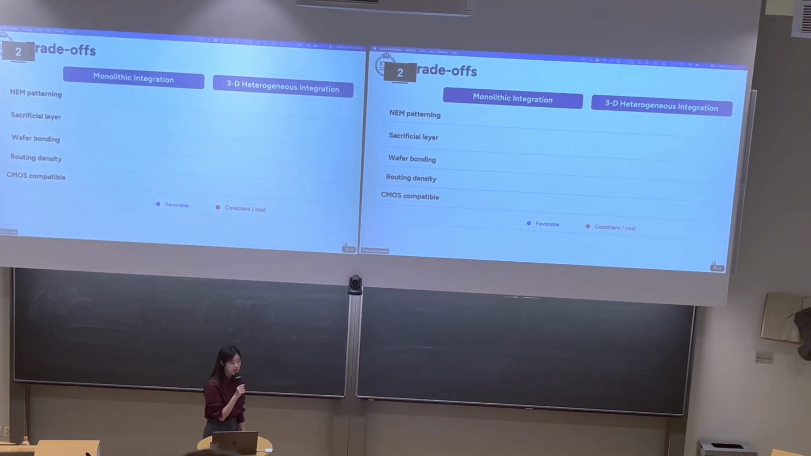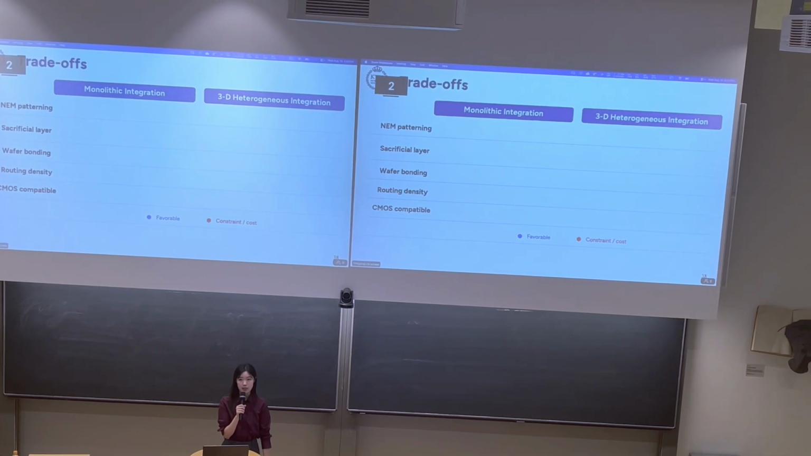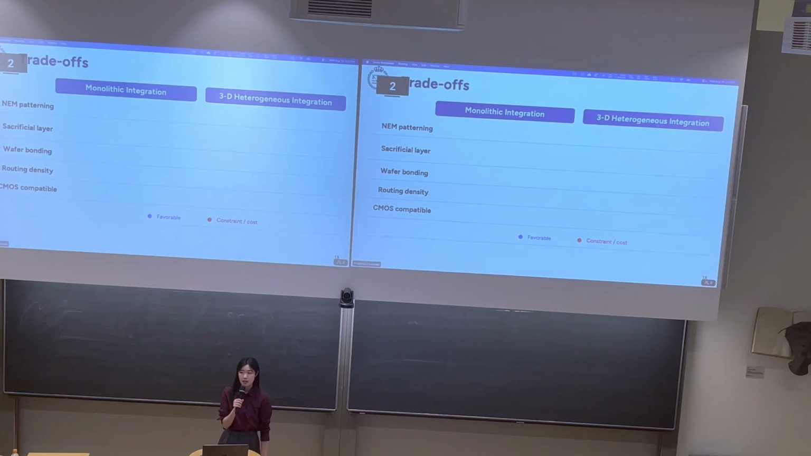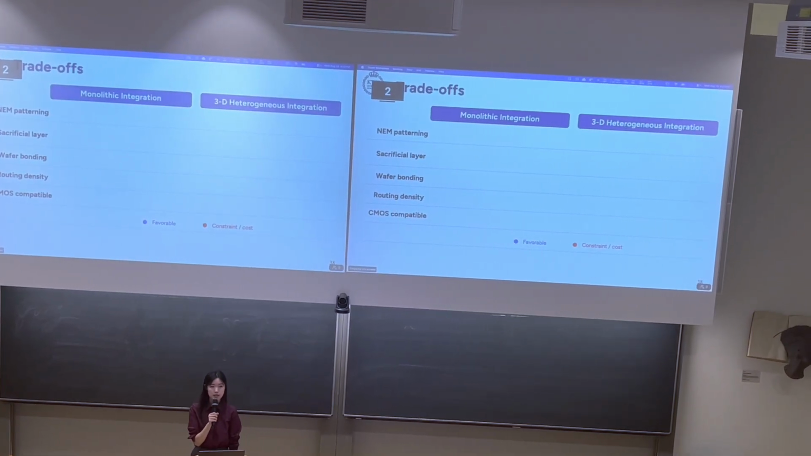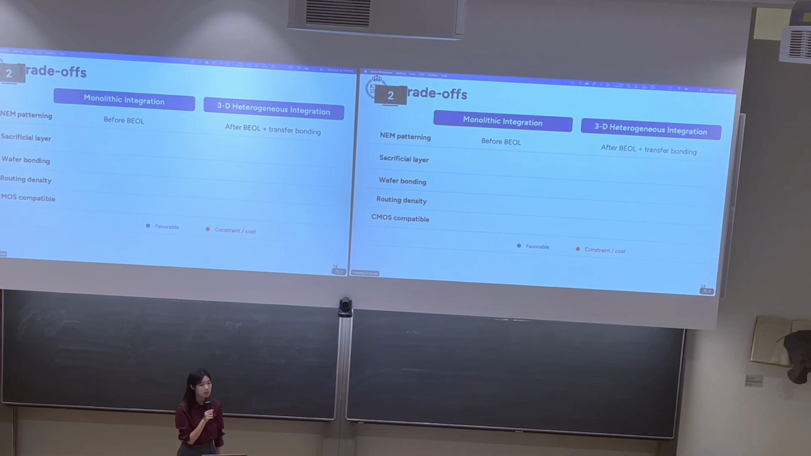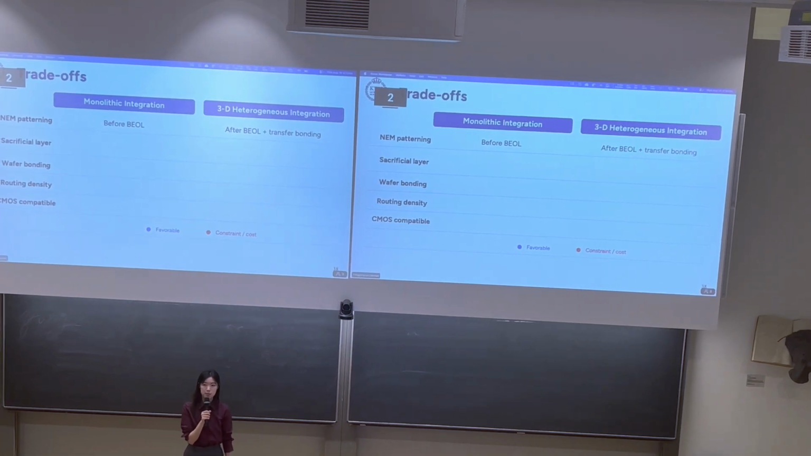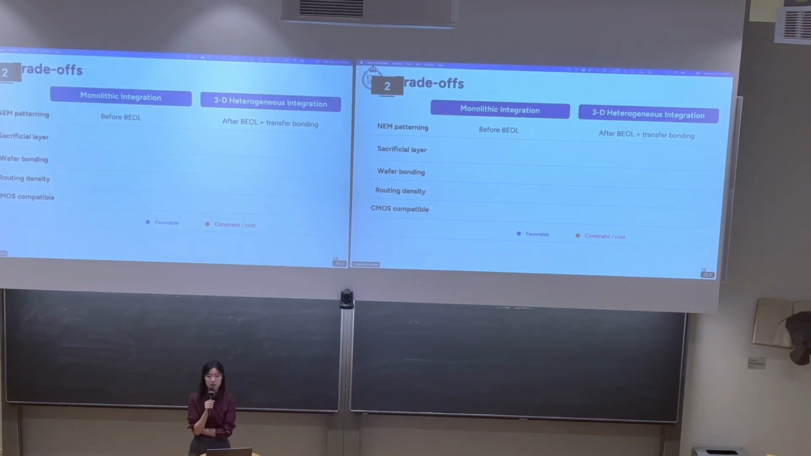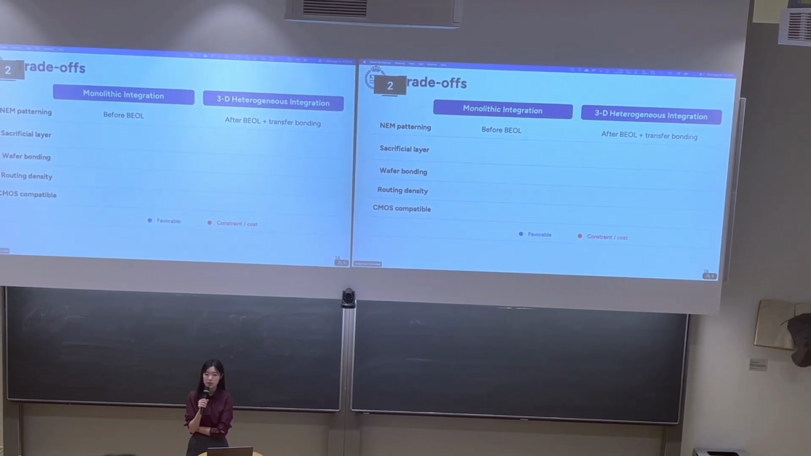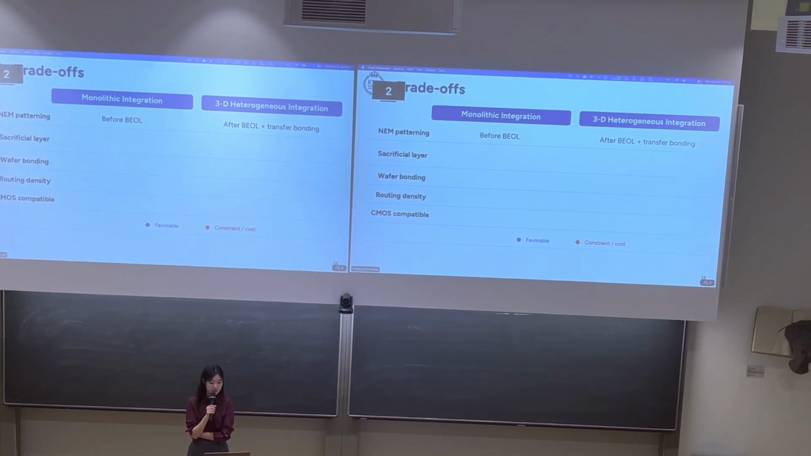So that's the second integration approach. I want to make a brief comparison between the 2 integration approaches. For the monolithic integration, the NEM switch is patterned before the back end of line, so it's a NEM first process. And for the 3D integration, we have the switch patterned after the back end of line and wafer bonding, so it is a NEM last process.